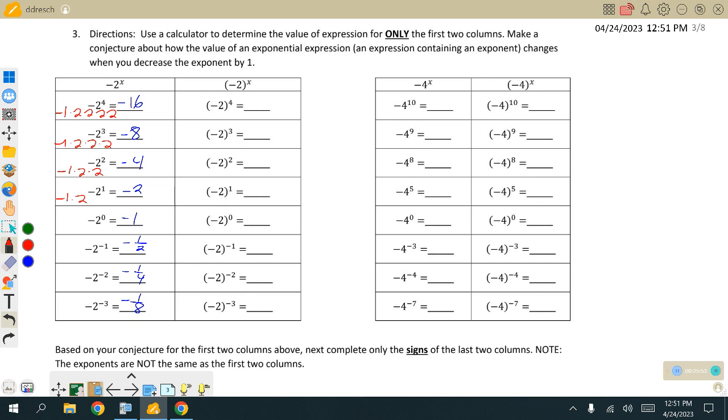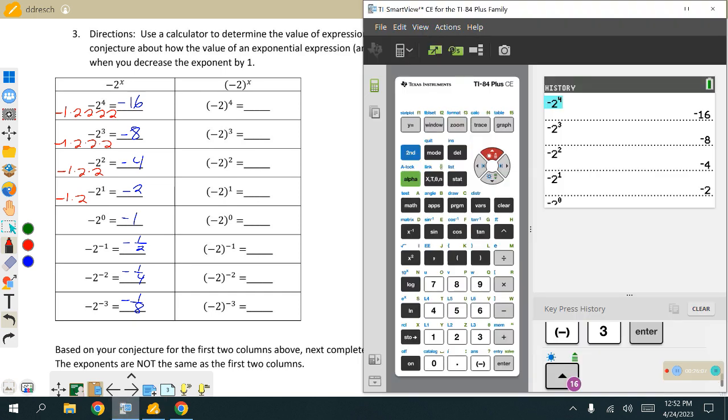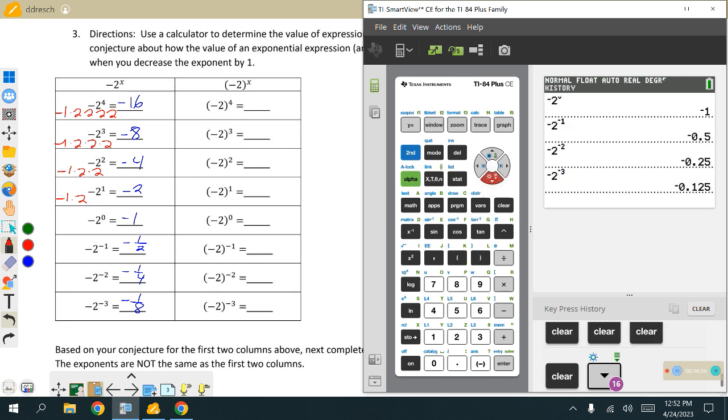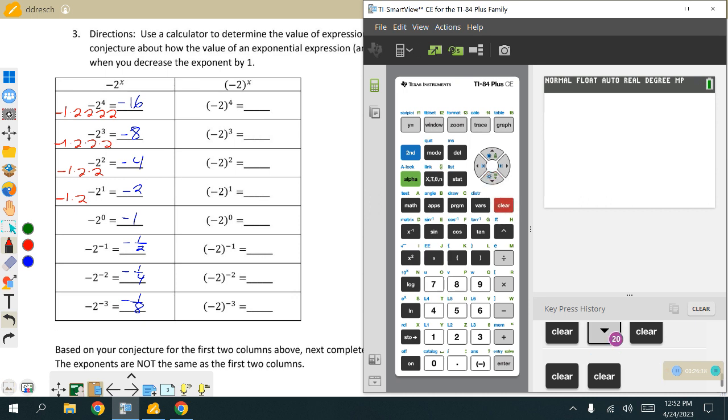Now, let's go to the second column. Try it again, but use your parentheses on the second column. Type them in. Go type in your second column, but use those parentheses. Negative 2 to the 4th, but use those parentheses. So what I want to see from you is, go clear it out. But parentheses, negative 2, and go to the 4th power.